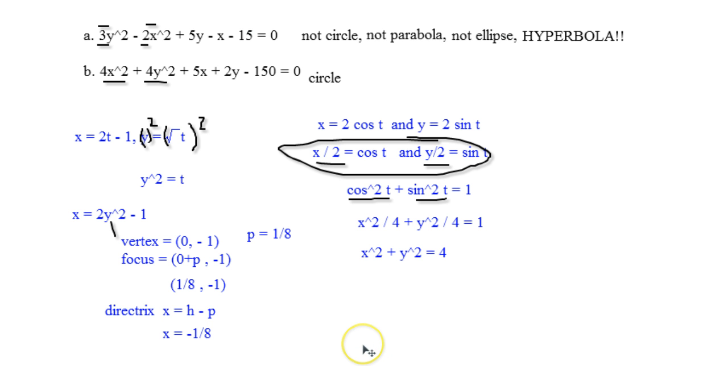Alright, that's it for working with pre-calculus with talking about rectangular and parametric equations for conics.